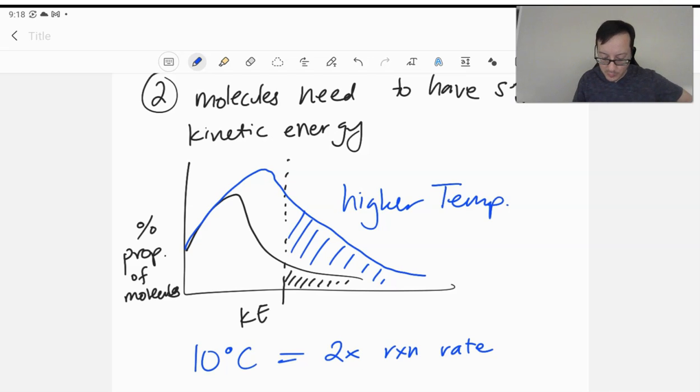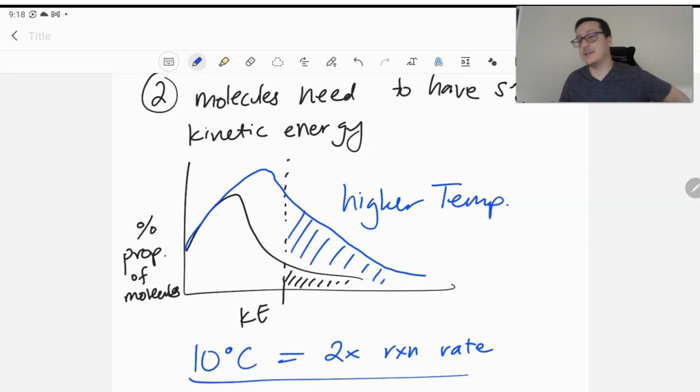So suffice it to say, rule of thumb, for every 10 degrees Celsius you increase, if you're going from 50 to 60 Celsius, you're doubling your reaction rate. If you go from 50 to 70, you are quadrupling your reaction rate. Right? So it's a change in temperature of 10 degrees Celsius, so increasing it by 10 degrees doubles your reaction rate. And so we're going to see in our next videos how to mathematically deal with this idea of temperature and rate.